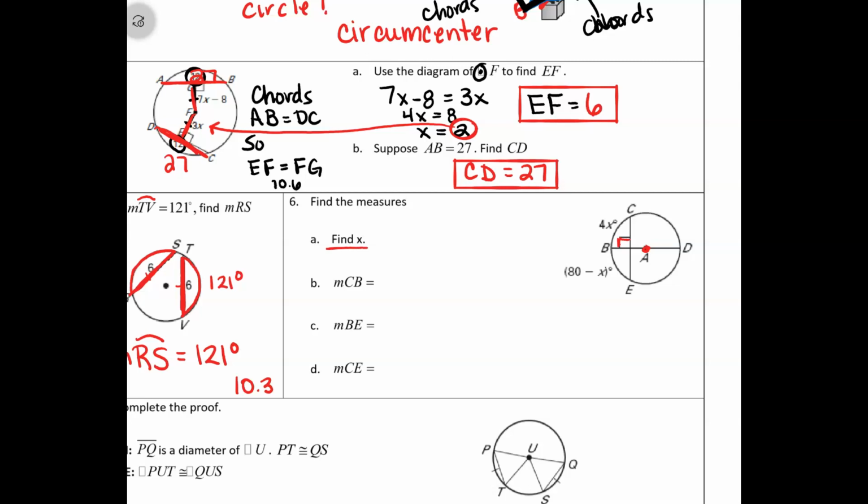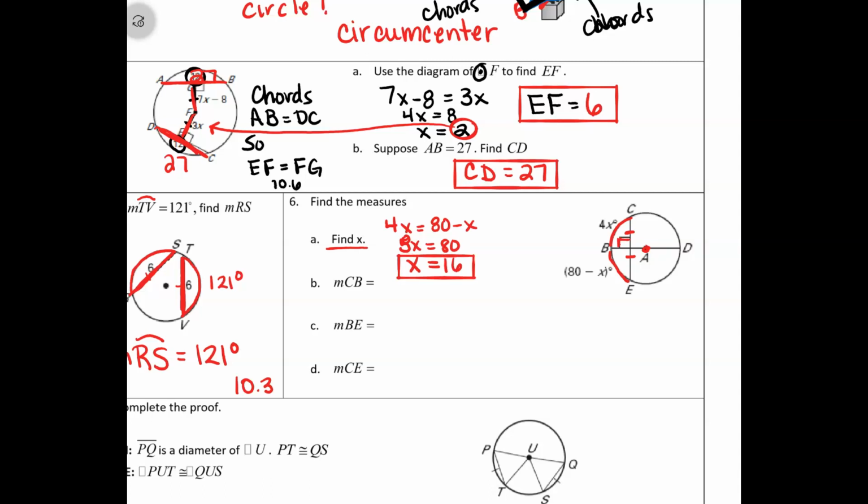Well, if you'll notice, since these are perpendicular and it's bisecting this chord, therefore I know that's congruent. And the theorem before said if those were congruent, those arcs are congruent. So I can simply say 4x equals 80 minus x. So I can now get 5x equals 80. So x equals 16.